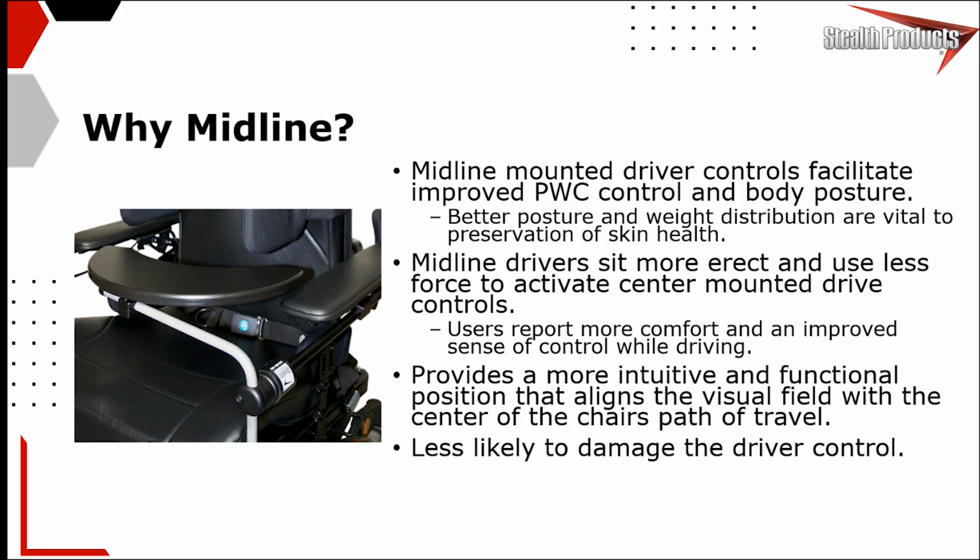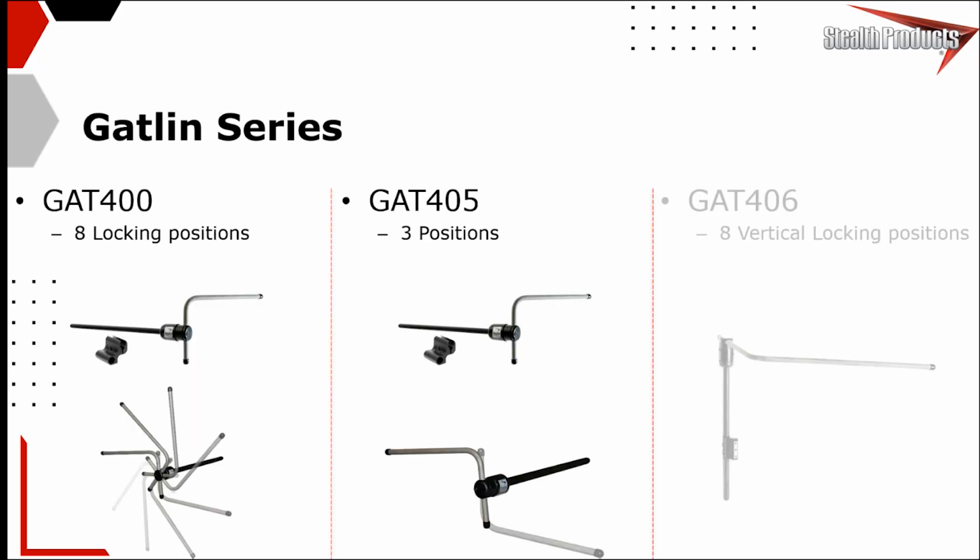So there's plenty of evidence to support mounting midline, especially early on when somebody's learning to drive their chair and learning to move around in their environment on their own. So the Gatlin really excels at that, right? And so there's three distinct series of Gatlin. We've got the Gatlin 400, which is an 8-position locking mount.